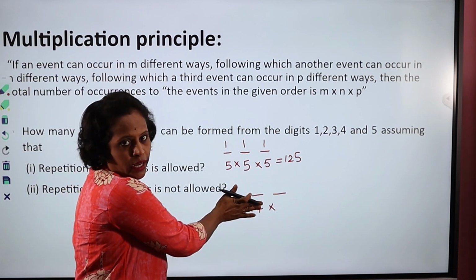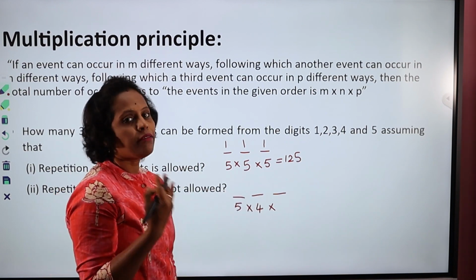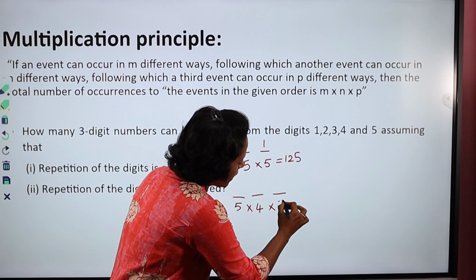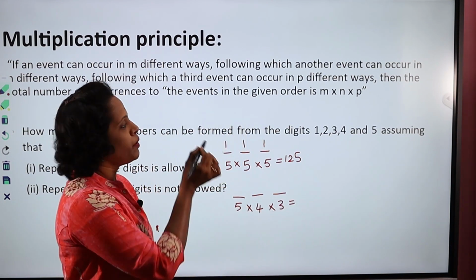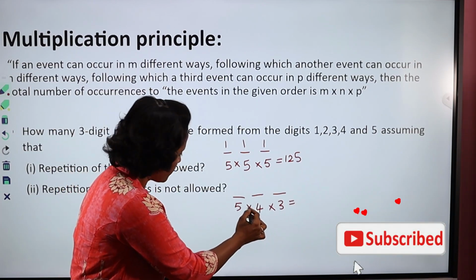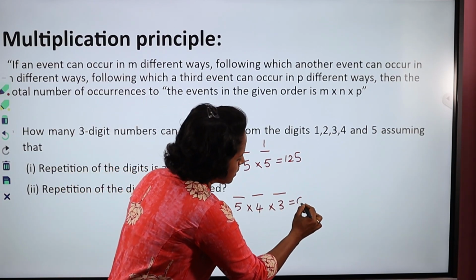Now, 2 blanks are over, right? We have only 1 blank left. We have 3 numbers left. So, the next blank can be filled in 3 different ways. The multiplication of all these 3 will be your answer. 5 4s are 20, 20 3s are 60.